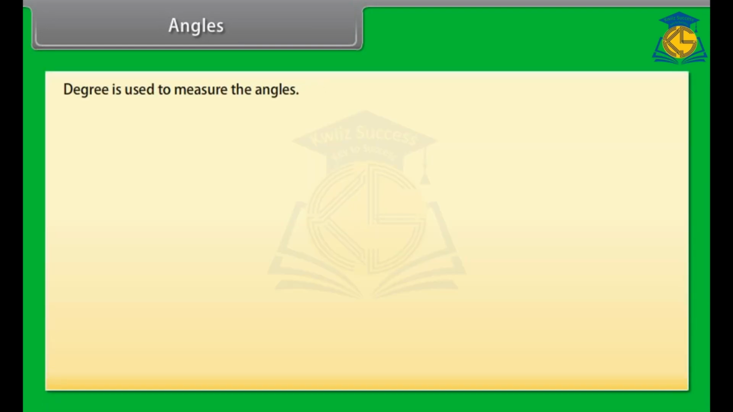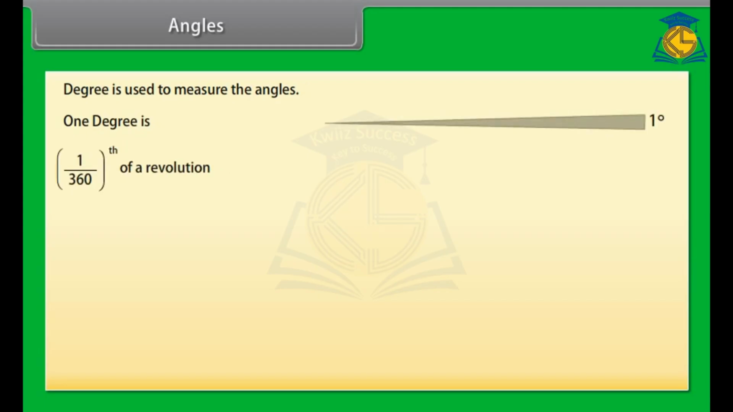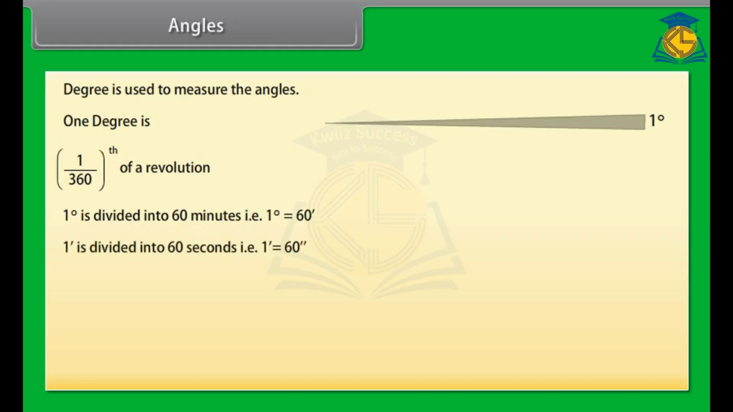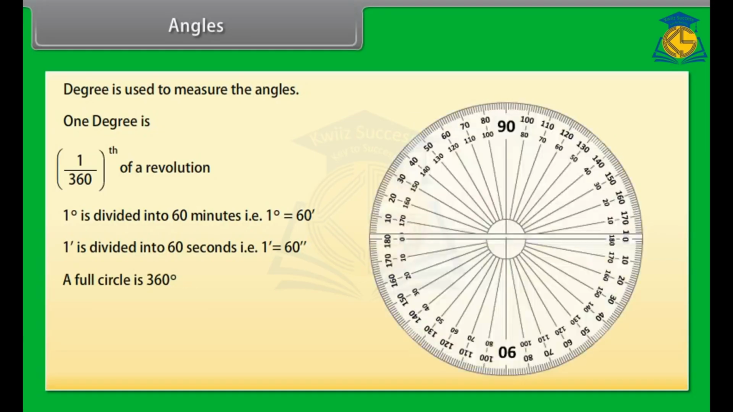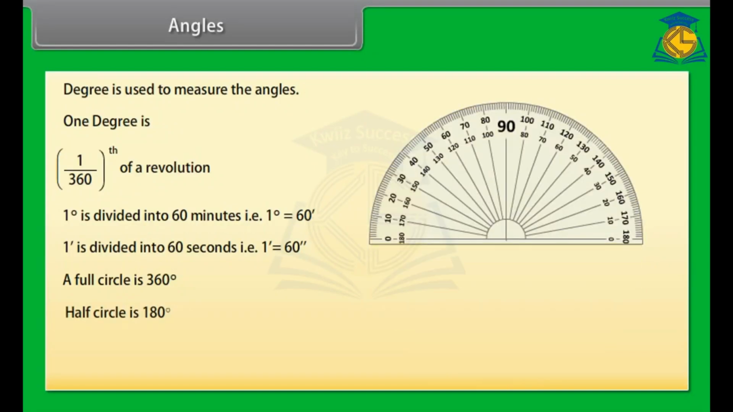Angles. How to measure the degree? Degree is used to measure the angles. 1 degree is 1/360th of a revolution. 1 degree is divided into 60 minutes. That is, 1 degree is equal to 60 minutes. 1 minute is divided into 60 seconds. That is, 1 minute is equal to 60 seconds. There are 360 degrees in one full rotation, one complete circle around. A full circle is 360 degrees. Half circle is 180 degrees.